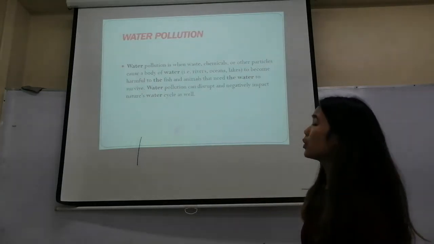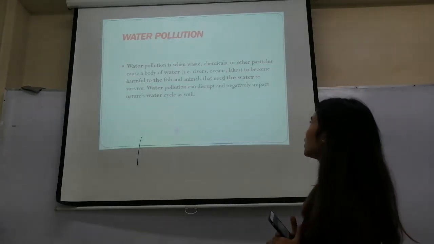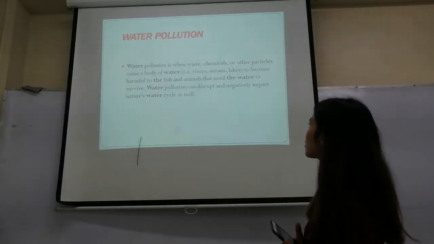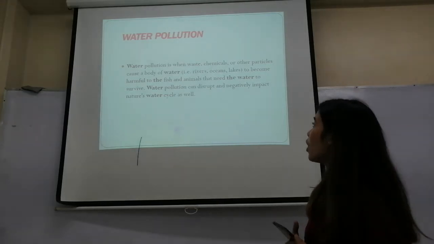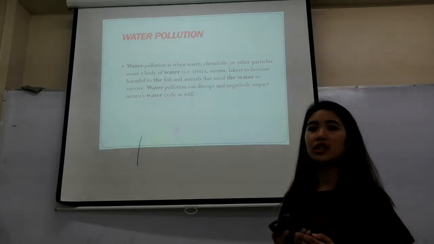Water pollution is when waste, chemicals, or other particles cause a body of water such as rivers, oceans, or lakes to become harmful to the fish and animals that need the water to survive. Water pollution can disrupt and negatively impact nature's water cycle as well.